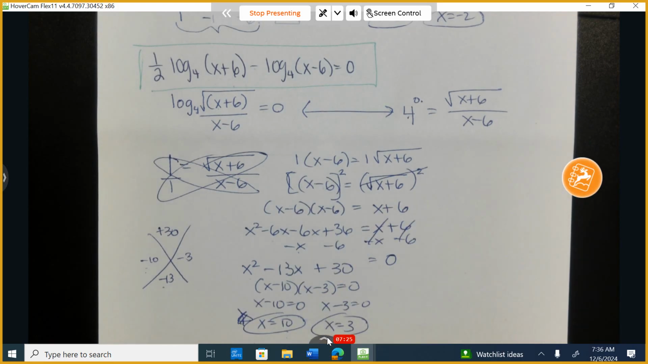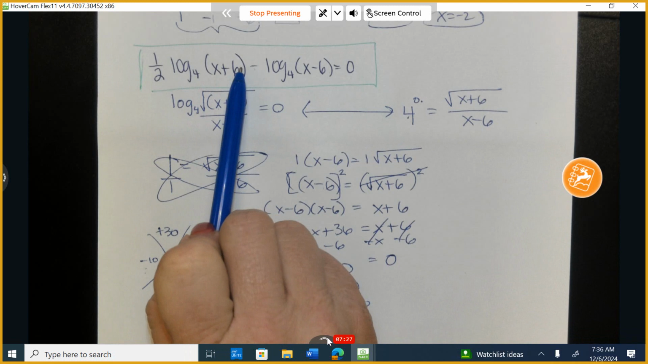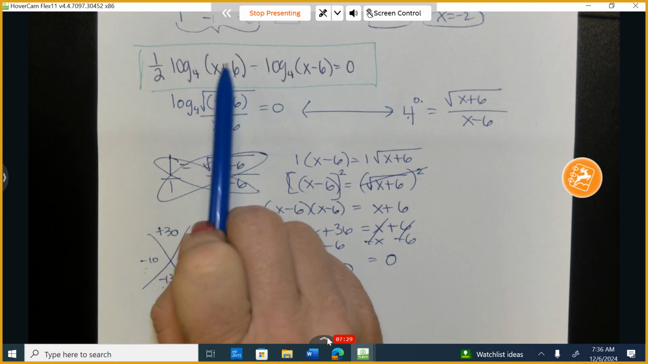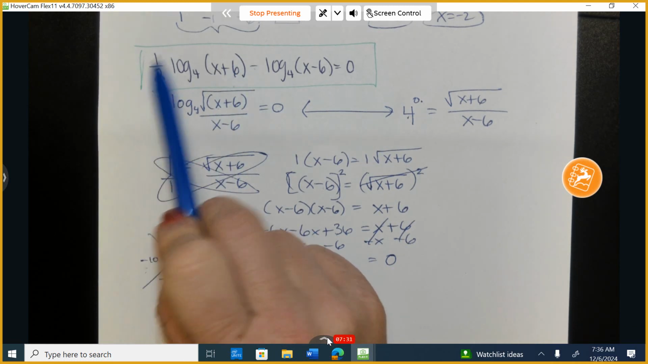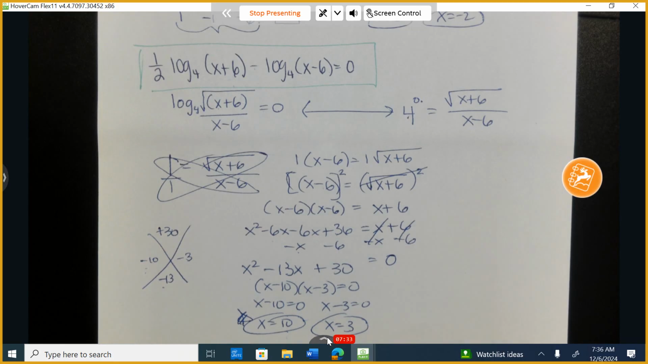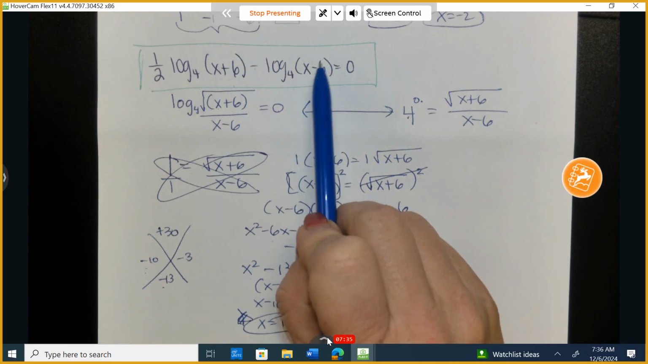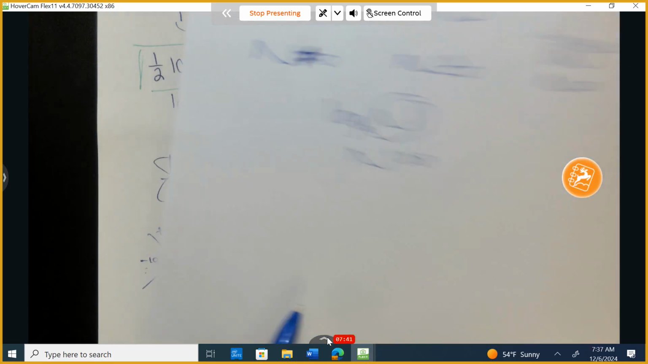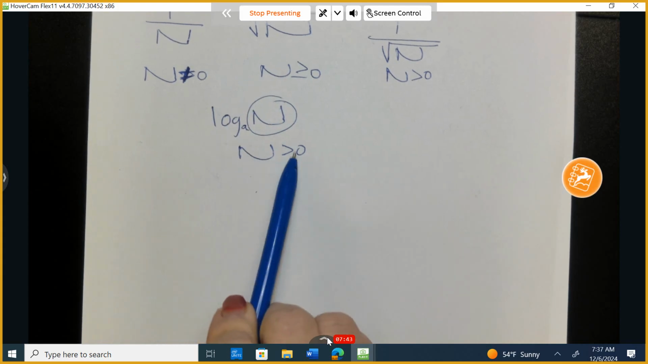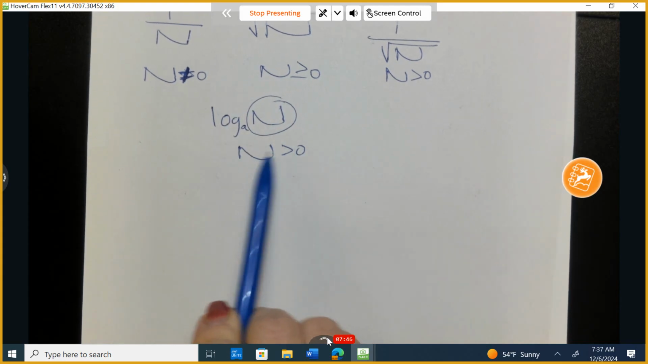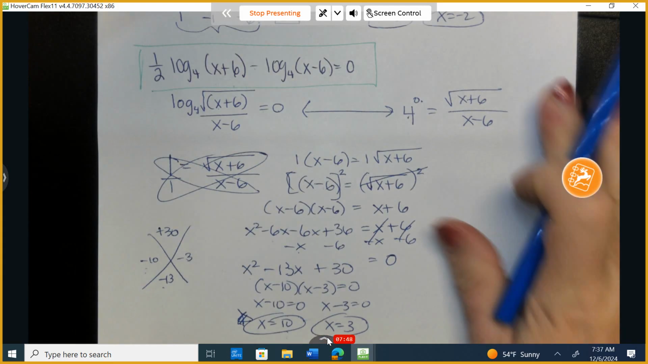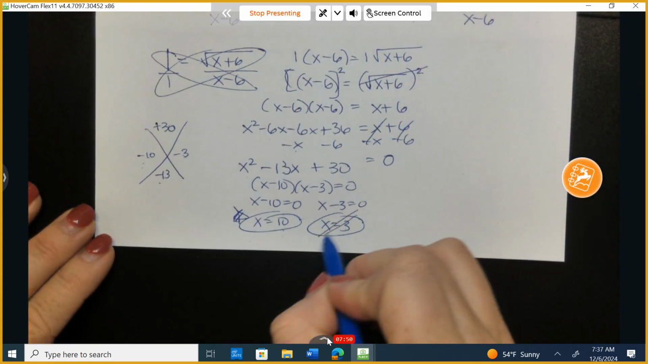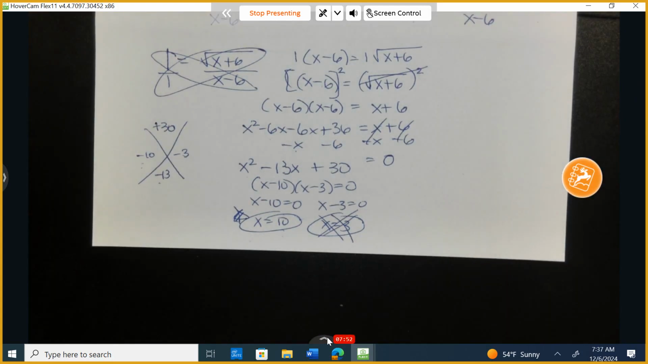I like the value 10. It meets the criteria. Let's try 3. 3 plus 6 is 9. Yes, you can take the square root of 9. We're good. We didn't break any math rules. But 3 minus 6 is -3. And that breaks our rules about domain. We can't be less than 0. So we call that an extraneous solution. So we're going to cross this out. We only have one answer here, and that is 10.